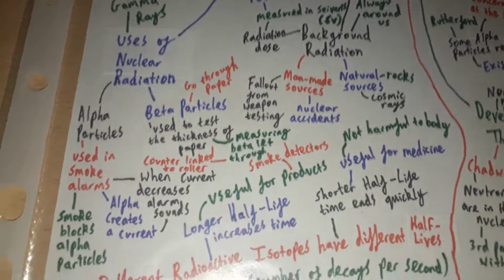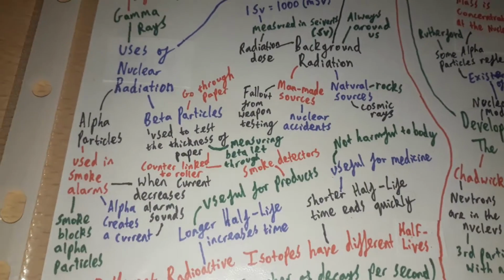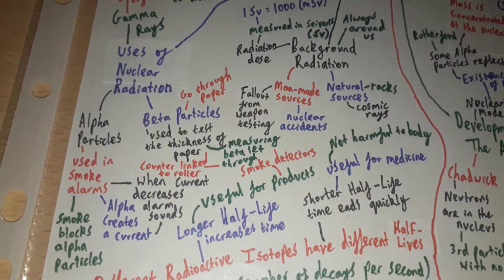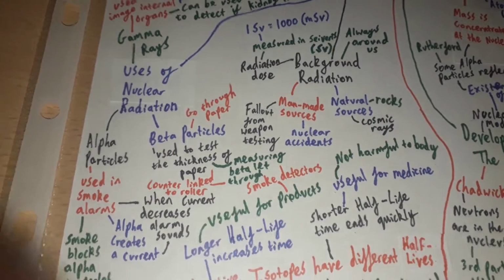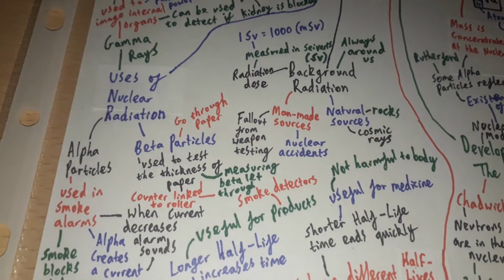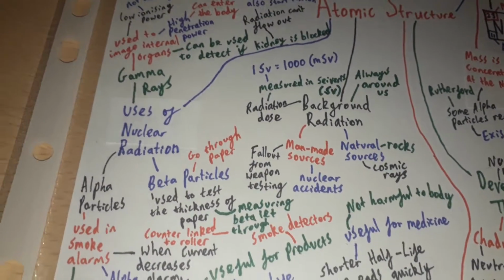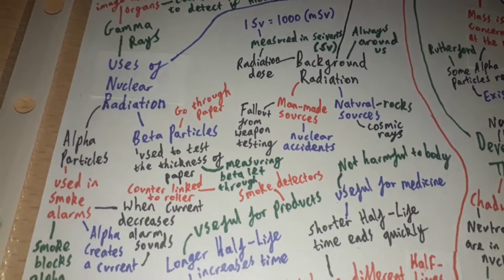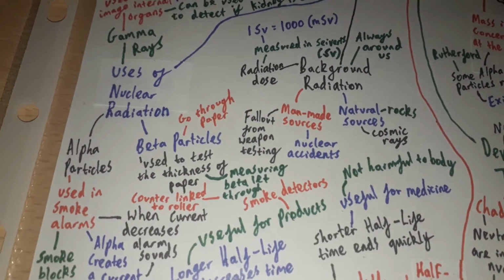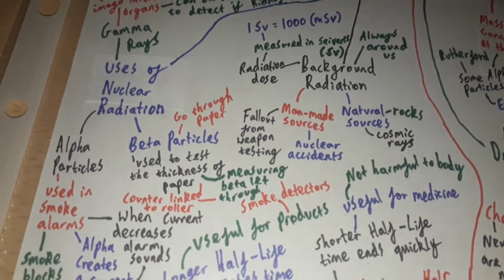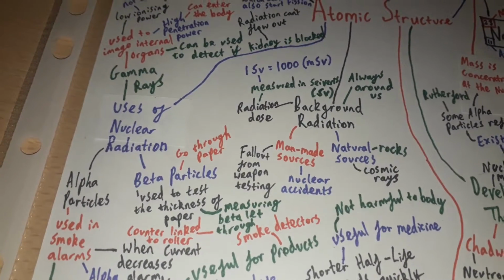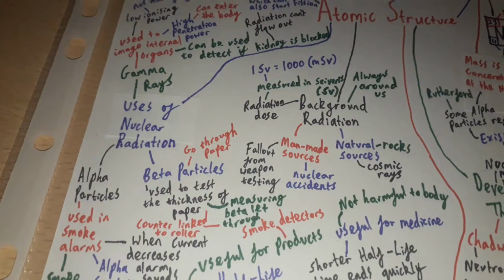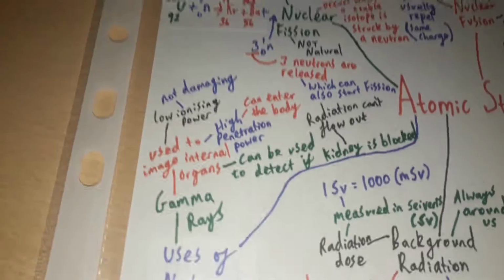So next we've got beta particles, and they're used to test the thickness of paper. So this is by measuring how many beta particles are let through something. Oh yeah, and the Geiger counter, that tells us how many beta particles, is often linked to the roller, so it can change the actual pressure of the roller, meaning it changes the thickness in real time. So next, let's look at gamma rays.